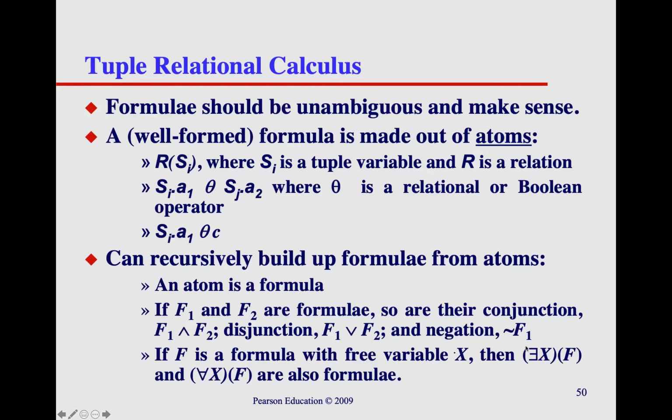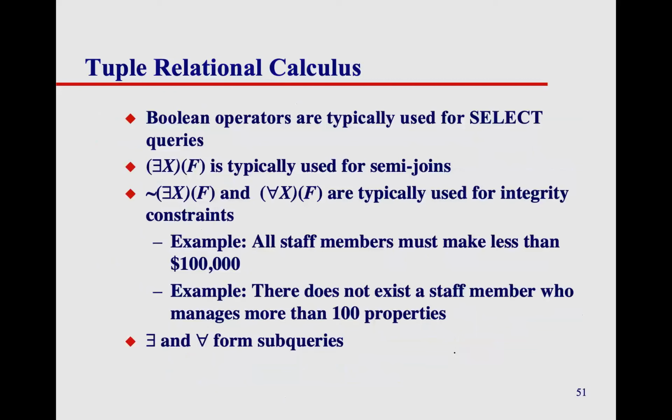Or you can use there exists or for all and put that in front of the formula, in which case you're binding the tuple variable. So it's pretty simple in terms of what you are able to do. And here I set out what you use things for. Relational operators (I should have said relational rather than Boolean there) are typically used for select queries.